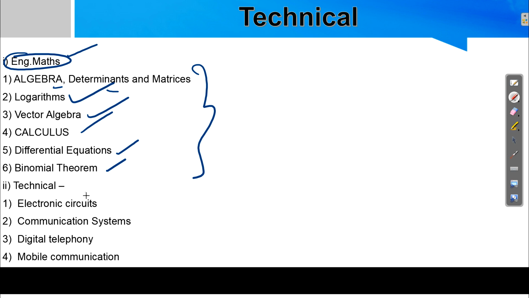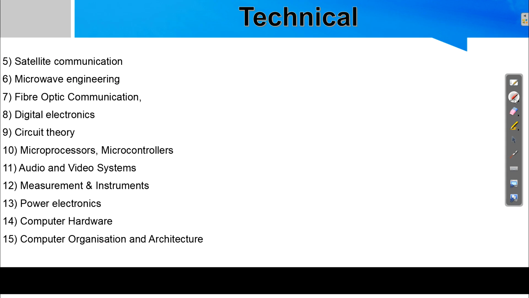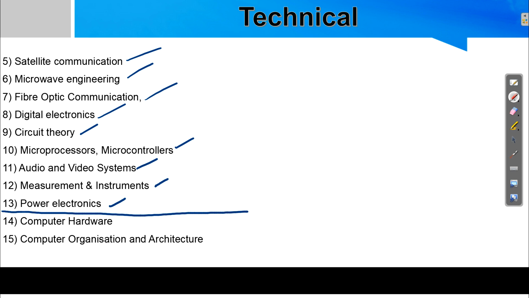Then in technical we will start with electronic circuits, communication system, digital telephony, mobile communication, then satellite communication, microwave engineering, fiber optic communication, digital electronics, circuit theory, microprocessor controller, audio video system, measurement and instrumentation and power electronics. So till this point this is the portion of the ECE branch. Okay, now the portion of the CAC branch will start.